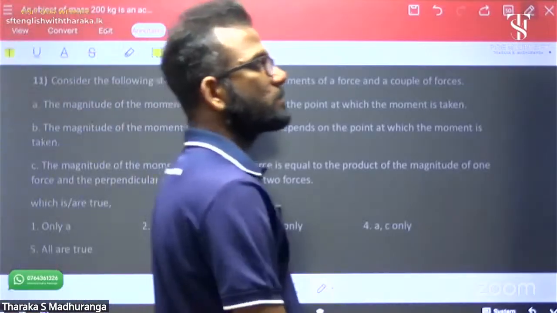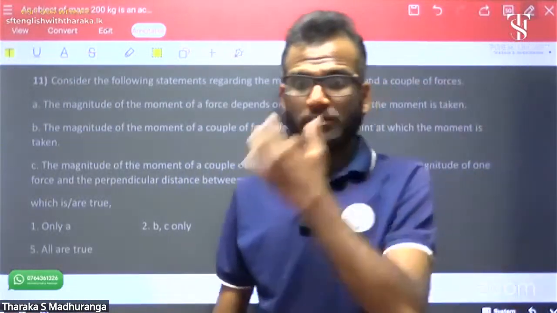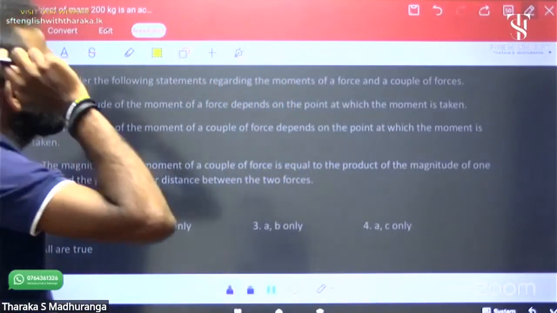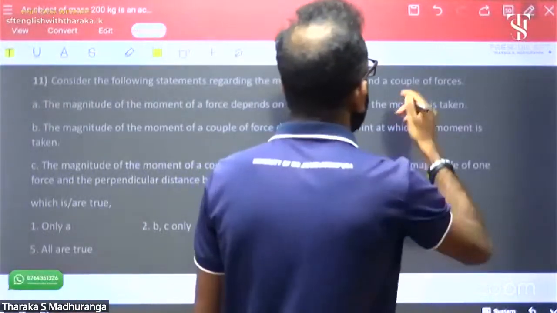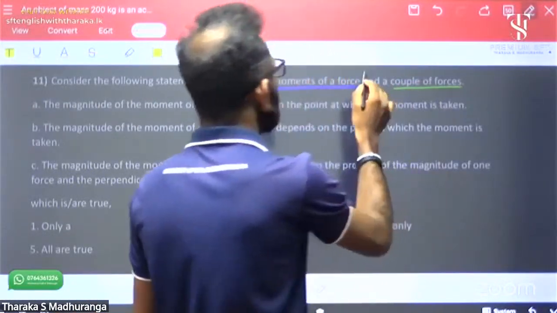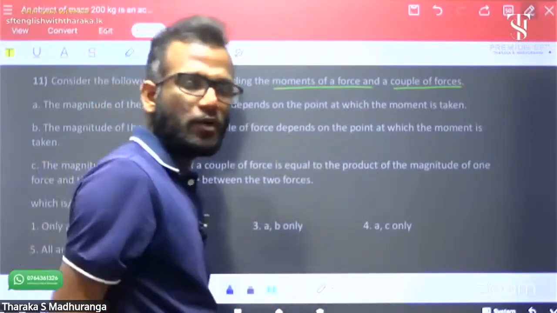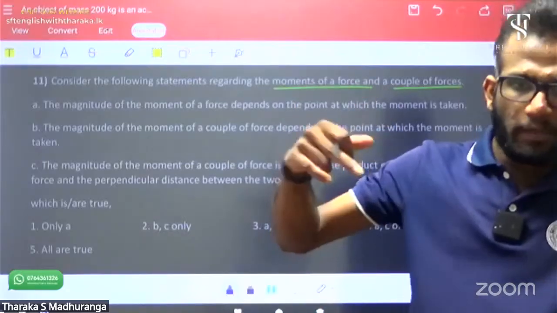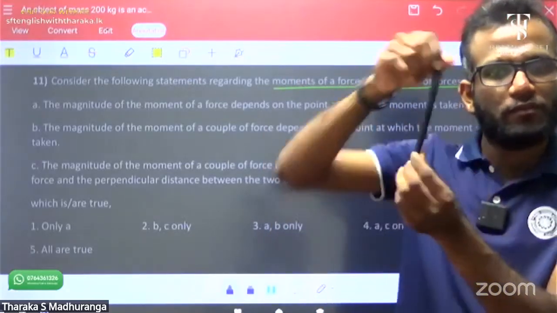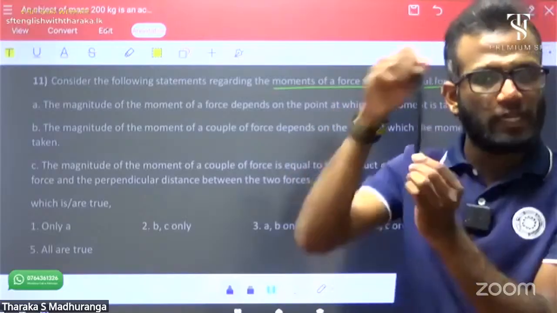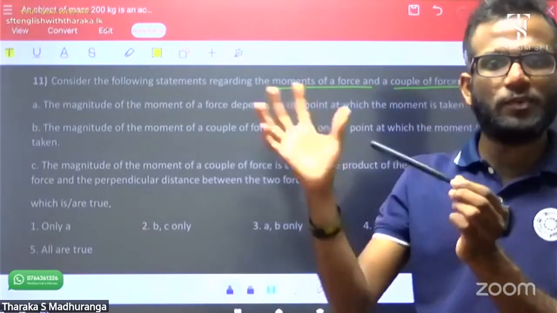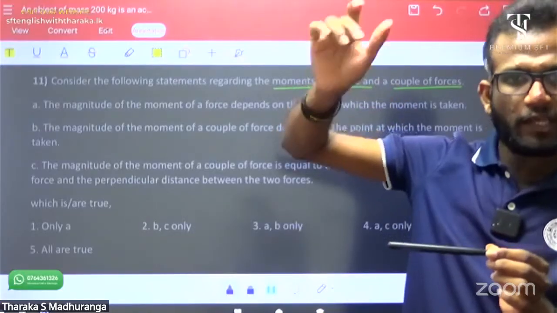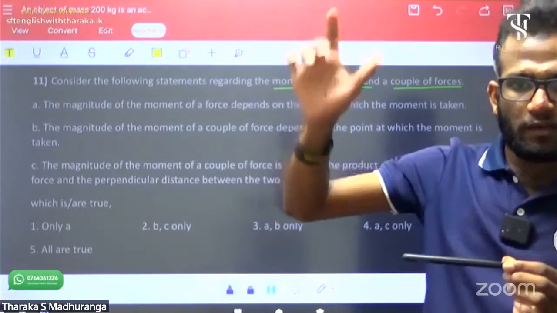Theory question. Consider the following statements regarding moment of force and couple of force. Initially, I explained the difference between moment of force and couple of force. Moment of force means the ability of any object to rotate around a fixed point. That's a moment of force. What's the meaning of couple of force? Like a water tap: two forces acting in opposite directions, same magnitude, along two lines.